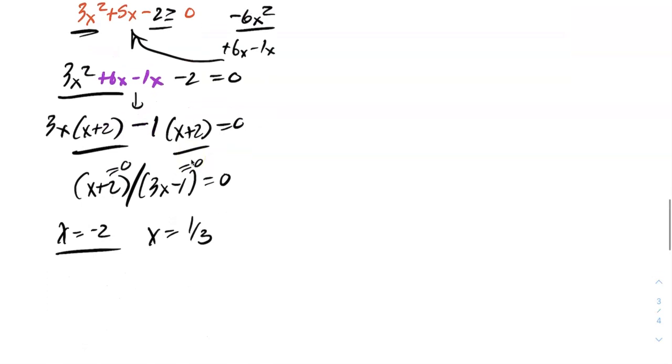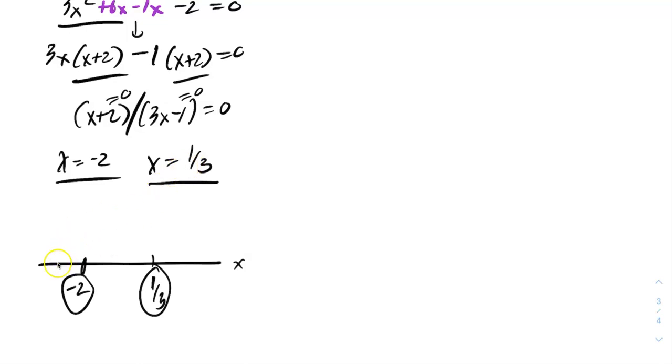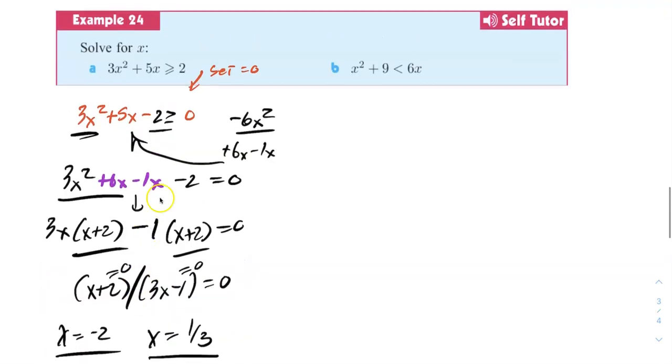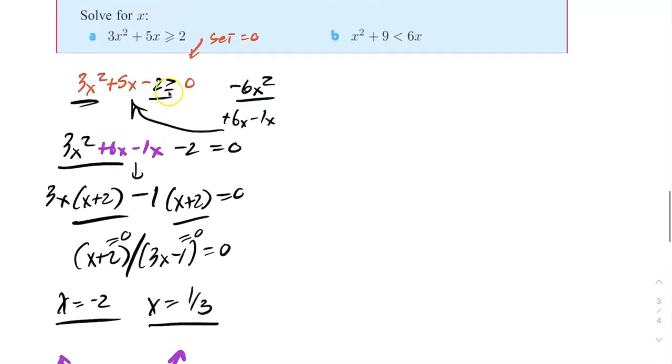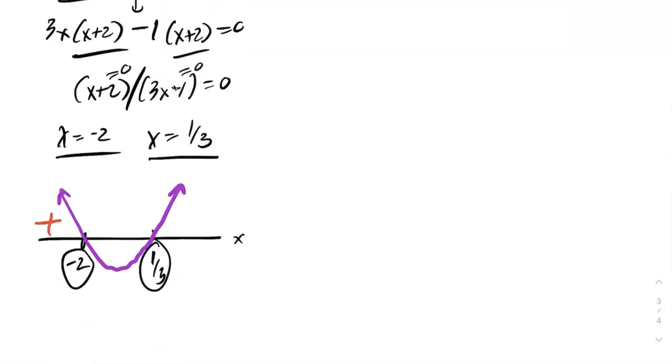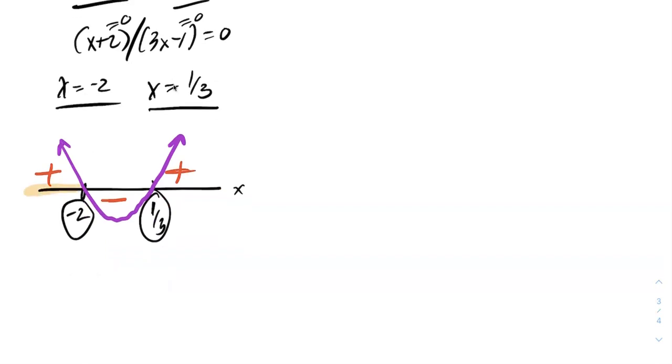So let's make a sign chart. Here are my x-intercepts. I have negative 2, and I have 1/3. Remember, it's just a thing to help us see what the answer is. It does not have to be perfect. Now, you could do test points, but I think we're good enough to know the graph. Look right here, our graph is positive, so it's opening up. So it looks like that. And I want greater than 0, so I'm looking for the positive signs. So this would be plus, minus, plus. So my answer is going to be this portion and this portion.